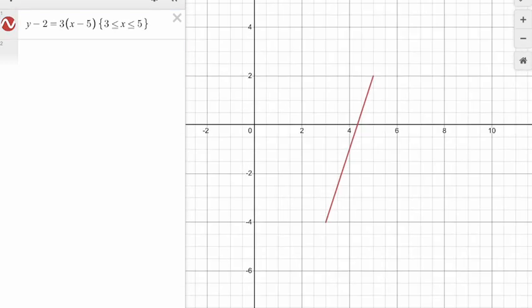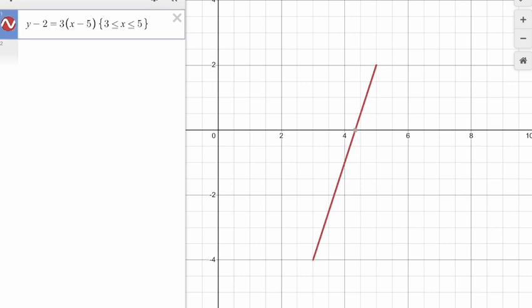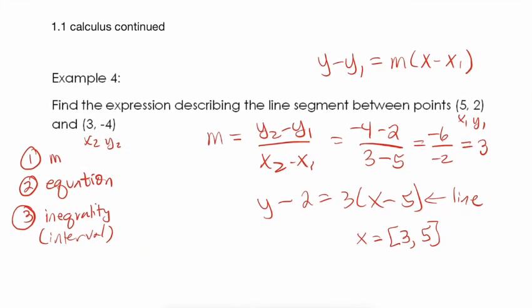You get a line segment. Now look at the endpoints. The end should be at, what was the first point? (3, -4). And was our last point (5, 2)? So in Desmos, you can restrict domains in squiggly brackets. You actually can't put the interval notation. You do have to put the inequality, but you can get Desmos to check your work. Okay, any questions about example 4?